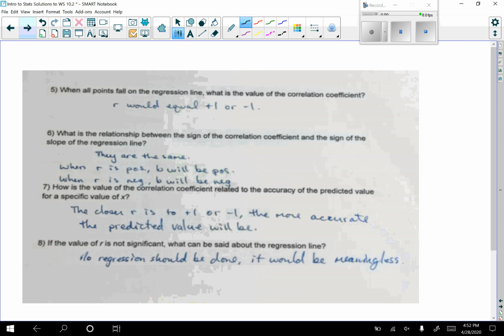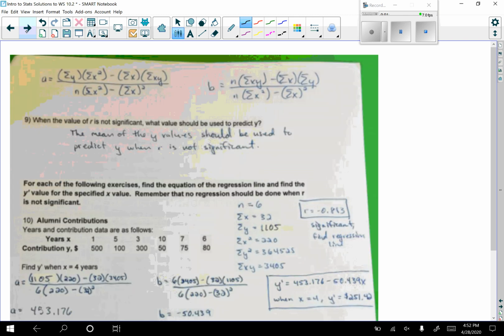And then also at number 8, if the value of r is not significant, what could be said about the regression line? Well, it's meaningless to try to draw a regression line in there if our points are all over the place and it doesn't look like as x is increasing, y is increasing, or as x increases, y decreases. So if there looks like there's no relationship, having a line of best fit or regression line is meaningless. All right, at the very top, I just have the formulas again for A and B.